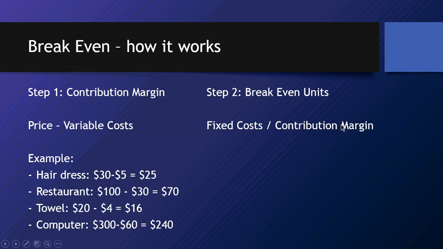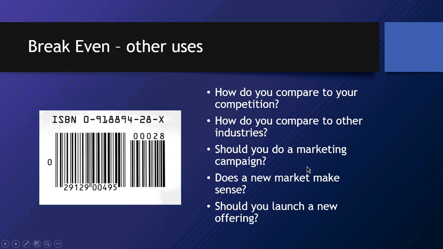We take those, divide by the contribution margin, which we did in step 1, and out pops our break-even units, or our break-even number. The break-even number is so important because we can use this to compare ourselves to our competition, to compare ourselves to other industries. We could even figure out if a marketing campaign makes sense. So should we be investing these marketing dollars in this advertising? Because then our break-even units would be X amount. So we can use break-even for that. Does it make sense to enter a new market, or should we launch a new product or service? All of these times we could use the break-even tool to assess whether or not to do it.